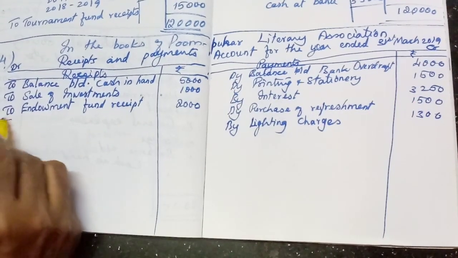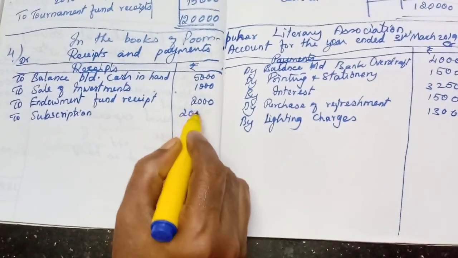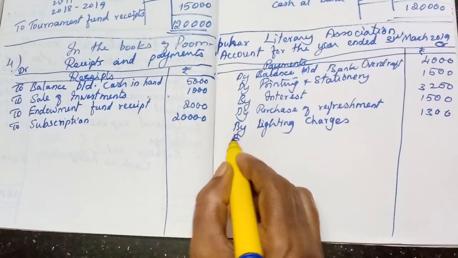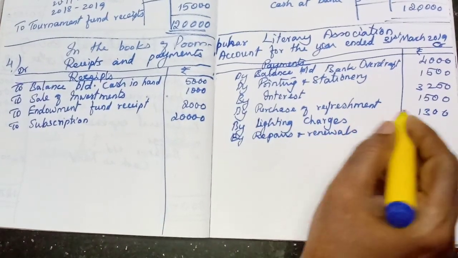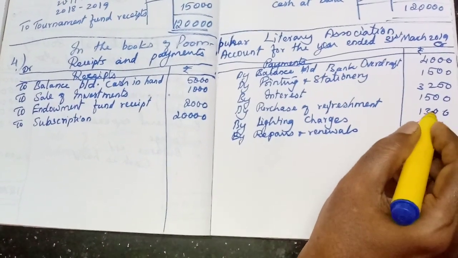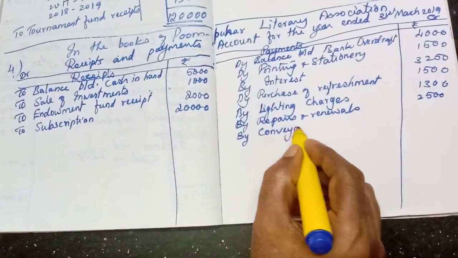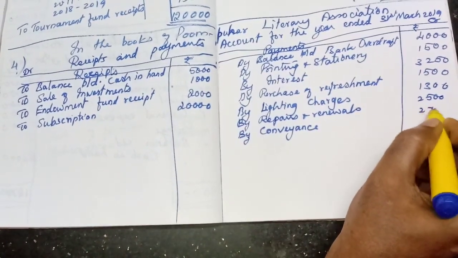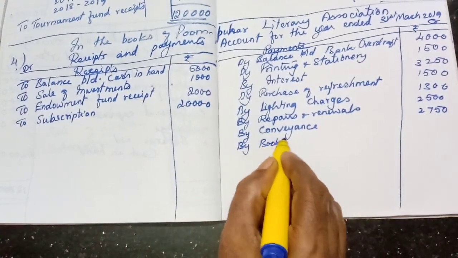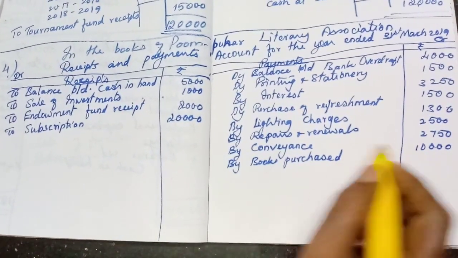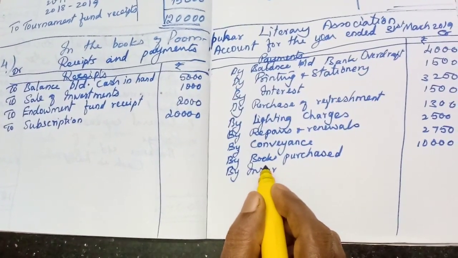Subscription received, receipt, so subscription, $20,000. Repairs and renewals, expense, by repairs and renewals, $2,500. Conveyance paid, that is also an expense. So, by conveyance, $2,750. Books purchased, that is also an expense. $10,000. Insurance premium paid, it is a payment. So, by insurance premium.